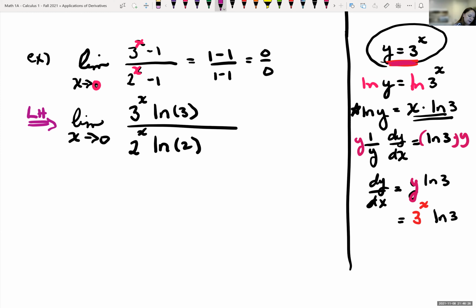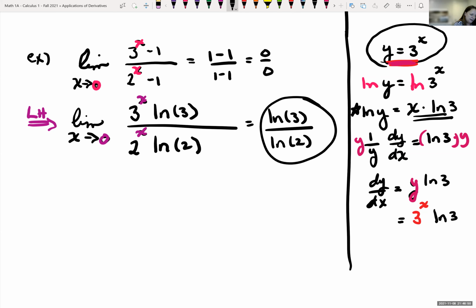So now when we go in and we plug in 0 wherever we see an x, well, 3 to the 0 is 1. So 1 times that natural log of 3 is just natural log of 3. All over 2 to the 0 is 1. So 1 times the natural log of 2. So this would be the exact form. And I would be happy with that.